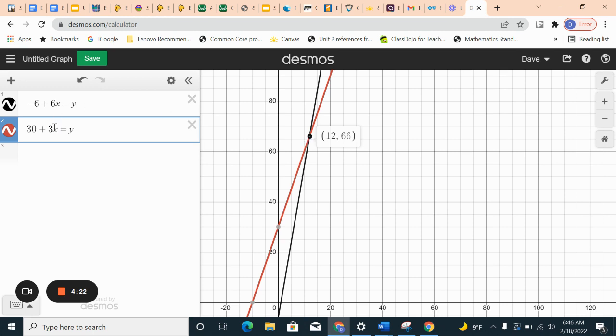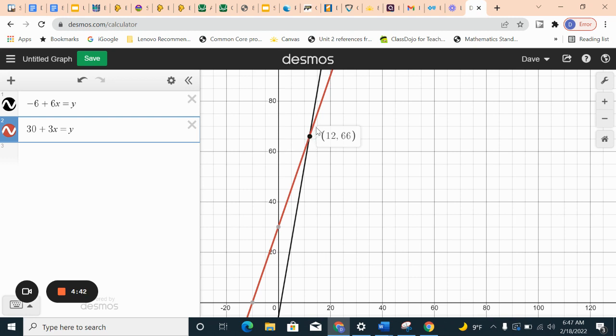And if you check that, 12 times 3 is 36 plus 30 is 66. 12 times 6 is 72. 72 minus 6 is 66. So this point satisfies both equations. So what we were able to do is find the intersection point of two equations.